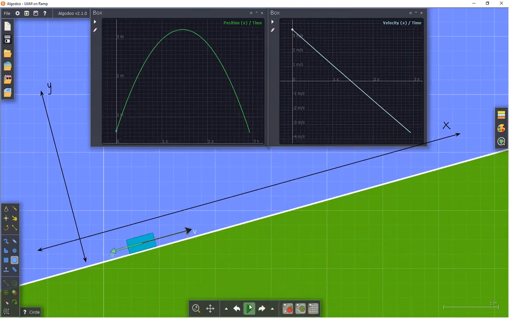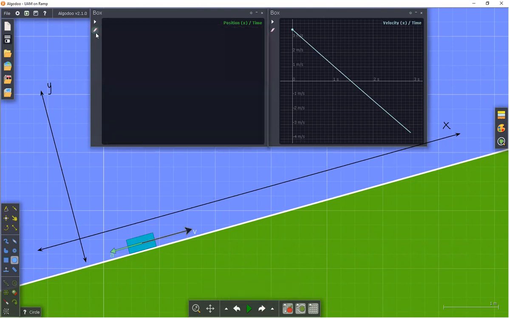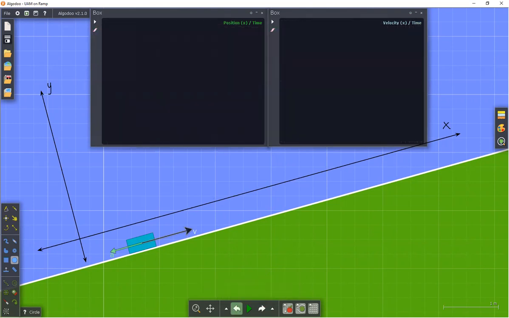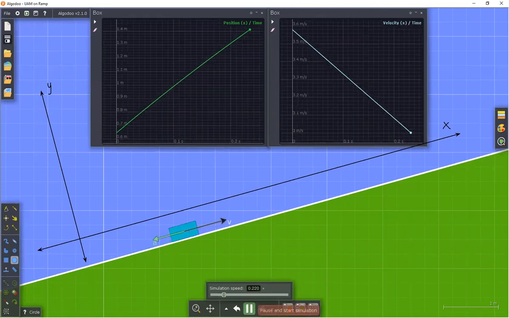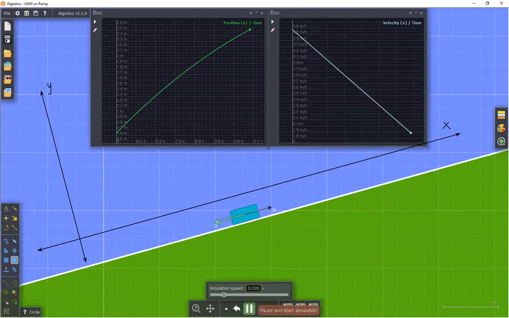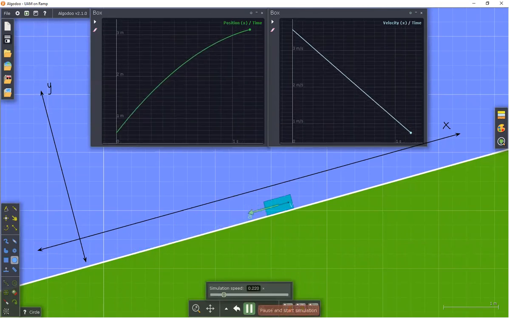Let's do it again, but let's slow it down. Notice those graphs look identical to what we saw with the thruster situation, right? And what I'm trying to show you here is that anytime you have uniformly accelerated motion, it's going to look the same.